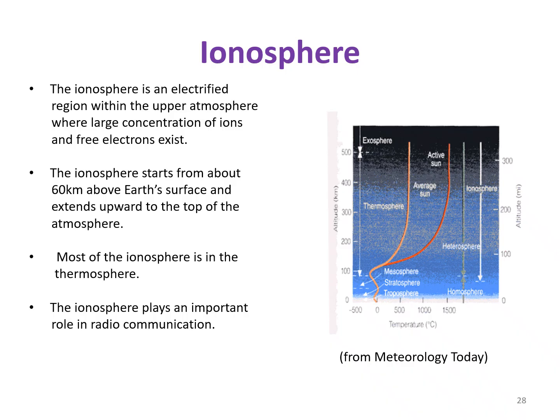And the ionosphere is a region of the atmosphere that is ionized by solar radiation, and it is also responsible for auroras. Most of the ionosphere is in the thermosphere, and the ionosphere plays an important role in radio communication. This ionosphere starts about 60 kilometers above the Earth's surface and extends upward to the top of the atmosphere.